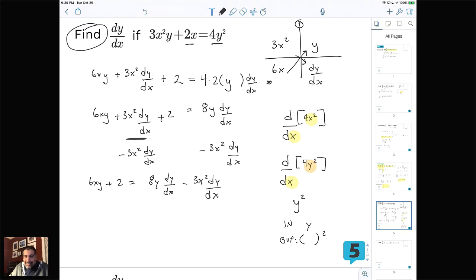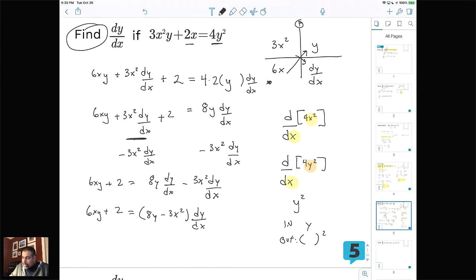And there you go. You see why we did that earlier example. Everybody's, this is fantastic. So now we're going to take that dy over dx out from that side. We're going to have 8y minus 3x squared. The common factor is dy over dx. And on the other side, we just leave it. We haven't done anything to it. So we've still got 6xy plus 2.